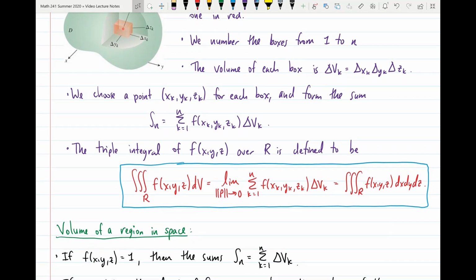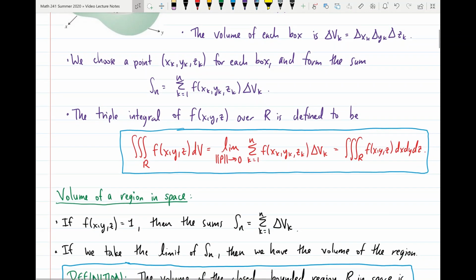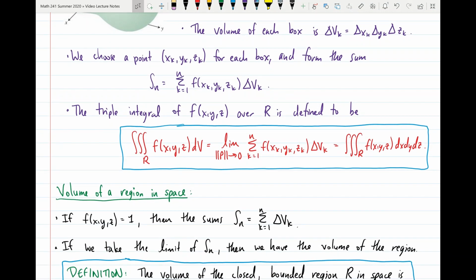We take this sum here, and then the triple integral of f of x, y, z over the region R is defined to be, as you might expect, the limit of these sums as the norm of the partition goes to 0. So it's the limit as the norm of the partition P goes to 0 of the sum from k equals 1 to n of f of x sub k, y sub k, z sub k times the volume of the kth box in the partition. And notice here that we could also write this triple integral like this over here, where we have dx, dy, dz replacing dV over here.